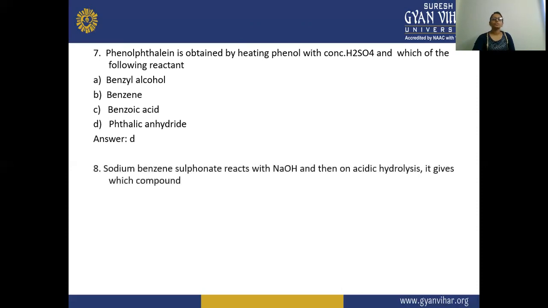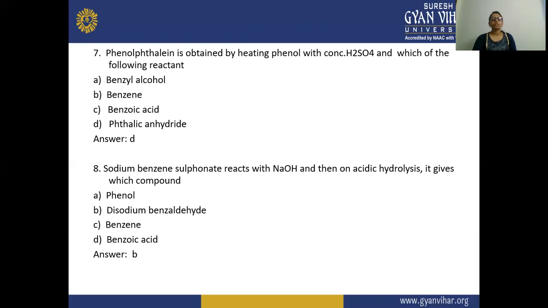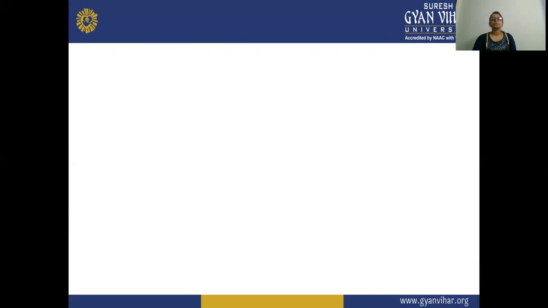Next: sodium benzene sulfonate reacts with NaOH and then on acid hydrolysis gives which compound? The options are phenol, disodium benzaldehyde, benzene, and benzoic acid. So the answer is B, disodium benzaldehyde. When sodium benzene sulfonate reacts with NaOH and then undergoes acid hydrolysis, it gives disodium benzaldehyde.